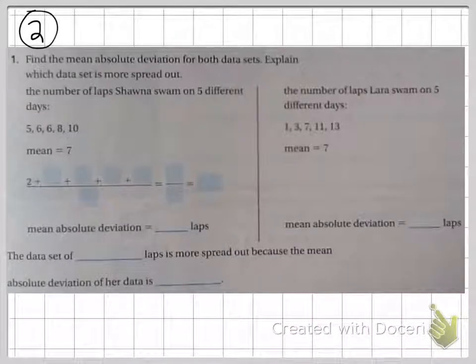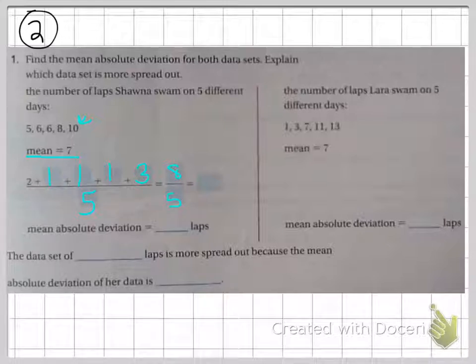Let's take a look at another example. Find the mean absolute deviation for both data sets. Explain which data set is more spread out. The number of laps Shauna swam on 5 different days. All right, so they've given us, again, the mean is 7, and they've given us the data points. So now we need to find out how far those are away from our mean. So the first one is given to us. 5 is 2 away from 7. 6 is 1 away from 7. The other 6 is also 1 away from 7. 8 is 1 away from 7. And 10 is 3 away from 7. And I have 5 data points. So our sum is 8. And again, 5 data points.